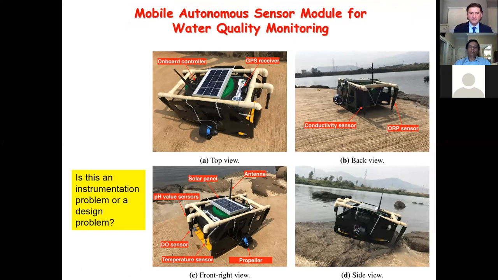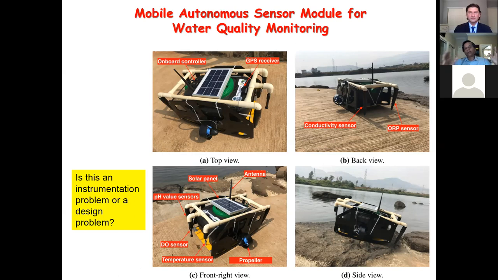And then let's look at this other example that we carried out in our lab. This is like a water quality monitoring robot. These are like little propelling devices. You can deploy them in a body of water, and they have sensors. Our design has 5 sensors, which measure pH value, temperature, electrical conductivity, dissolved oxygen, and oxidation reduction index, right?